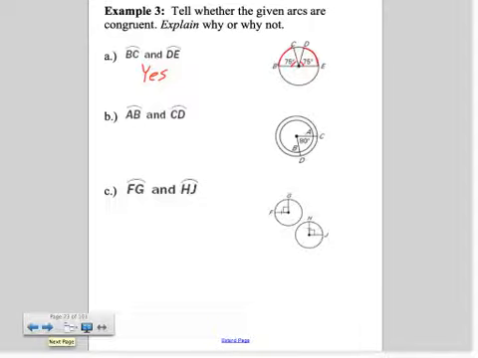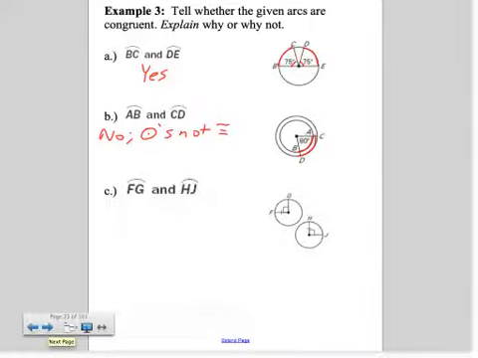Okay, AB and CD now. AB and CD, I can immediately say that they are not congruent. How do I know? First of all, I'll say no. And then I can say circles not congruent. Circles are not congruent.